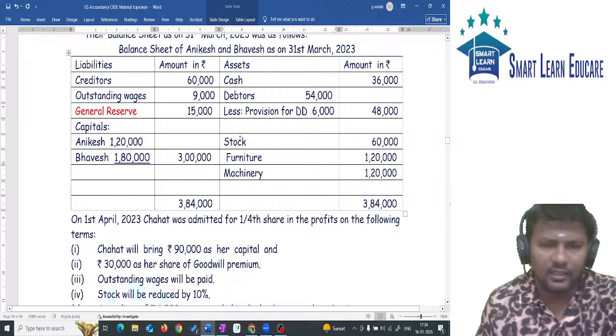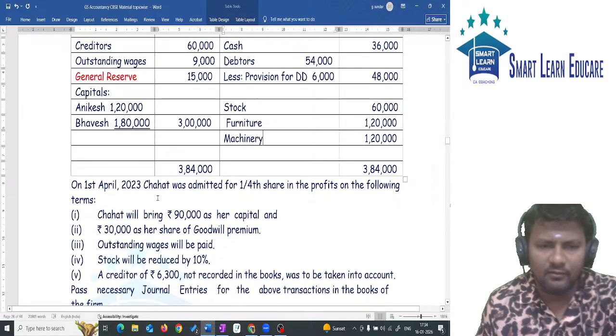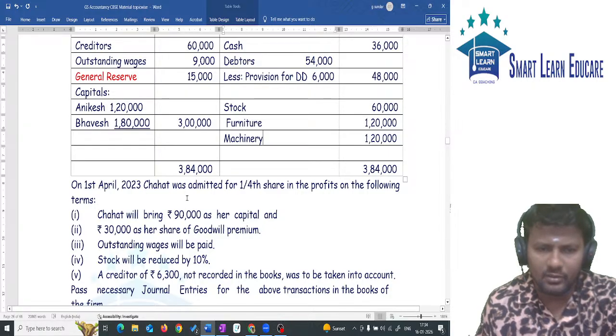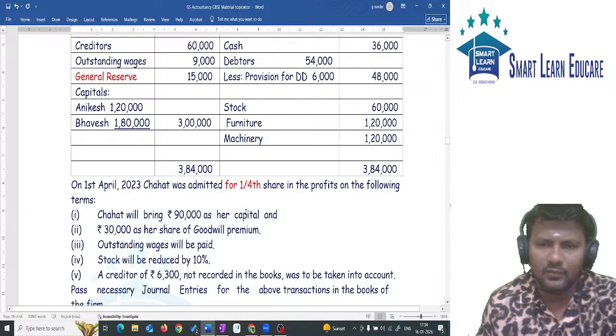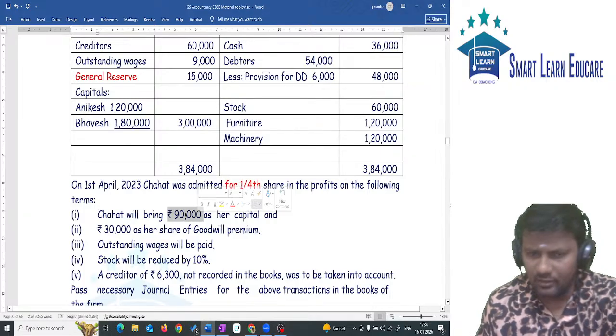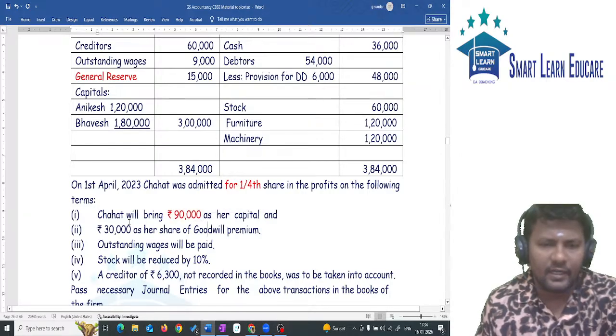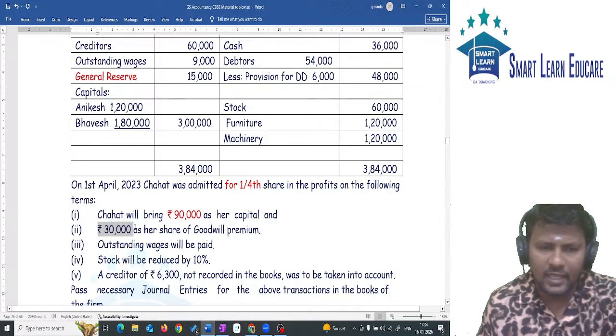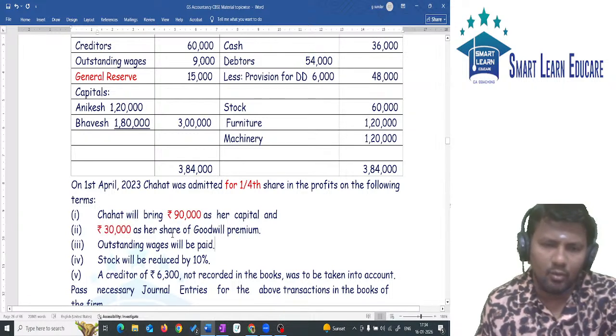Okay, then we have on 1st April 2024, C was admitted for 1/5 share in profit. C will bring 90,000 as capital and 30,000 for share of goodwill. So partner brings goodwill. So we need to follow what method? Premium method.